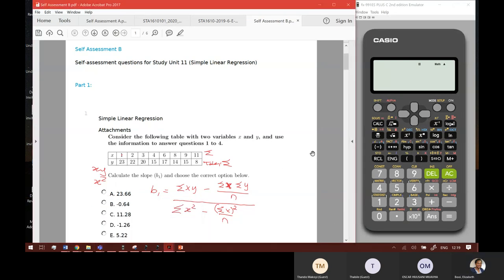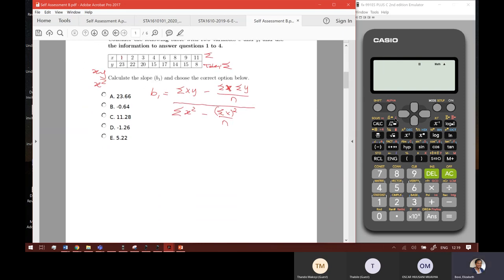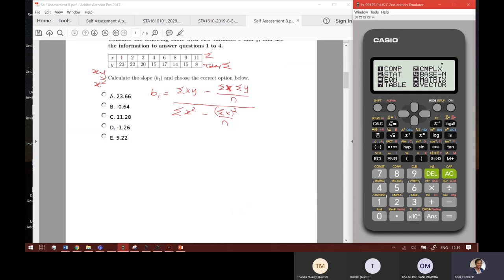I'm going to capture all the data from my calculator. I'm doing the stat. My one is 3. And I'm doing the line, which is AX plus B. I just need to capture all the values onto the calculator. So 1 equals, 2 equals, 3 equals, 4 equals, 6 equals, 8 equals, 9 equals, 11 equals.